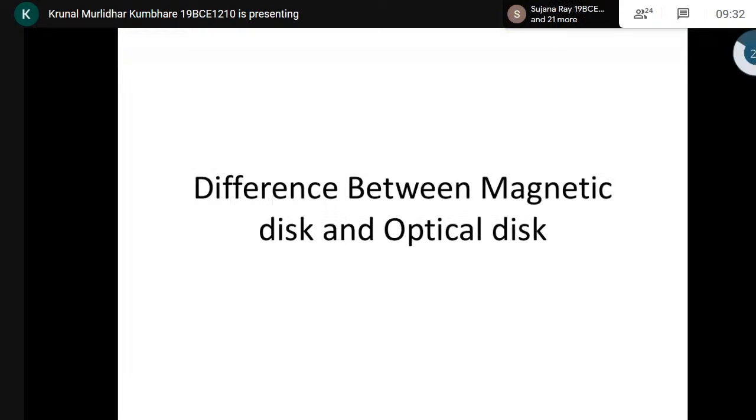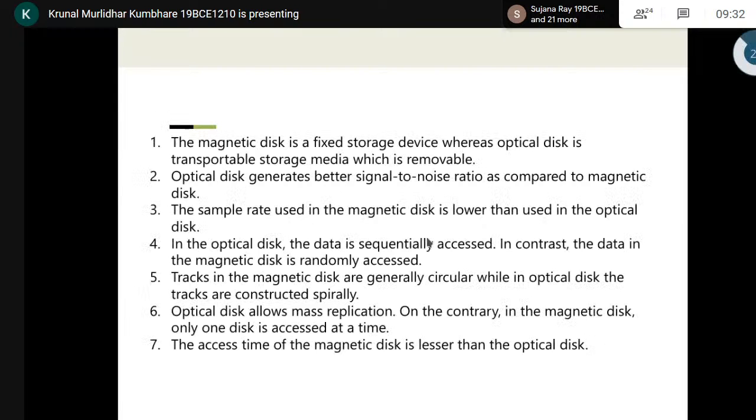Okay, so the basic differences between magnetic disk and optical disk. The first and main difference is that magnetic disk is a fixed storage device, whereas optical disk is portable as it is very light and small. And optical disk generates a better SNR as compared to magnetic disk. The sample rate used in the magnetic disk is lower than that used in the optical disk. And another important point is that in optical disk data is sequentially accessed, whereas in magnetic it is randomly accessed.